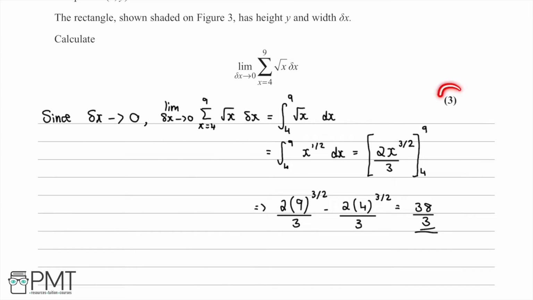This question was worth 3 marks, and we pick up our first mark for knowing that this expression here is equivalent to this integral here. So we gain mark 1 here. We then gain our second mark for successfully integrating the square root of x and getting to this stage here with our square brackets and our limits here and here. And then we receive our third and final mark for correctly substituting our limits into this expression and coming out with the correct answer of 38 over 3.